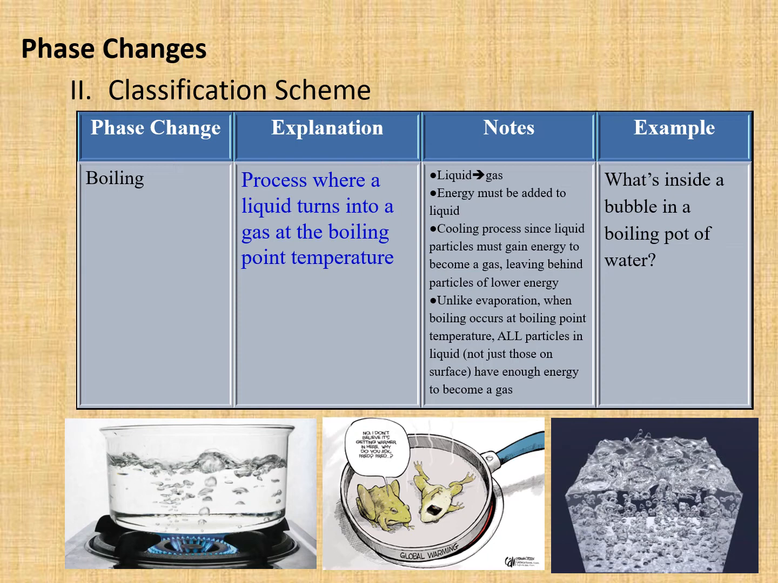So when water is being boiled in a pot and bubbles form, what exactly is inside the bubble? Now, a lot of people will say air is inside the bubble, but think about it. What is boiling? It's the change in phase from a liquid to a gas. So the bubble forms when liquid water turns to gaseous water or steam. So the gas inside the bubble is not air, it's water. It's steam.